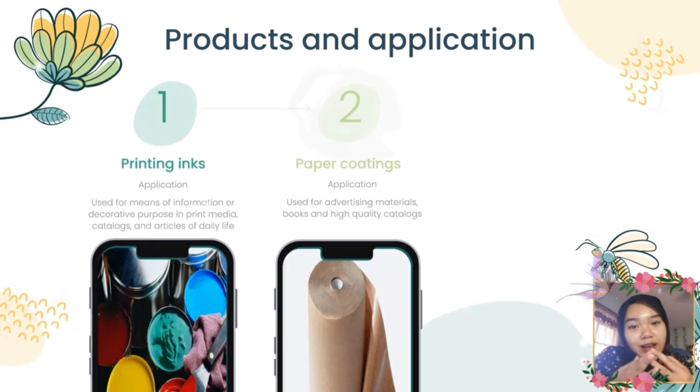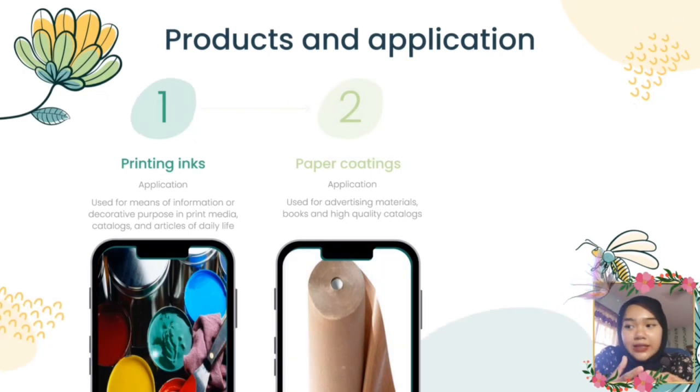Next, there are a few products and applications of this polymerization in PE. The product number 1 is printing inks. The application of printing inks is for means of information or decorative purposes in printed media, and it can be catalogs and articles of daily life. And lastly, the product is paper coating. Paper coating is used for advertising material, books, and high quality catalogs.